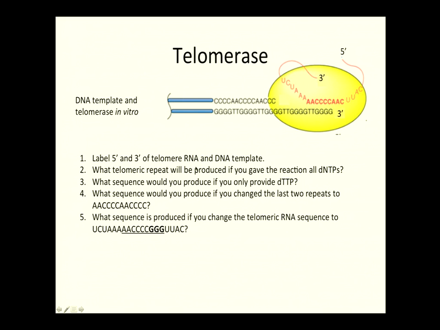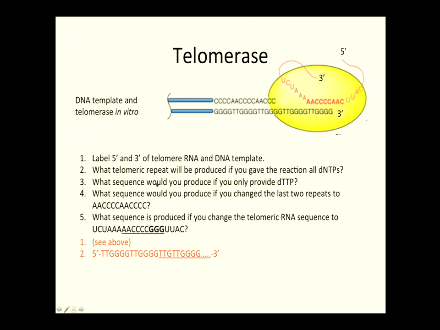Okay. What telomeric repeat would be produced if you gave the reaction all the dNTPs, right? So you're kind of doing PCR here, except with telomerase and your DNA, right? So if you gave it all dNTPs, what sequence would you produce? So what 3 base pairs would we produce here? Yeah, so it would be TTG, right? So you have TTGGG, and then you'd produce another TTG, right? And then it would translocate and then keep producing repeats, right?